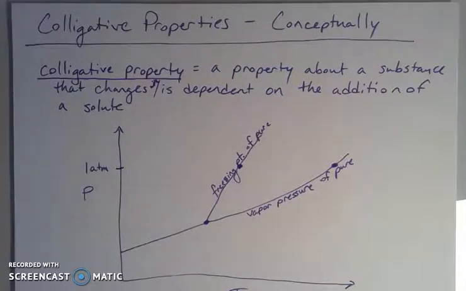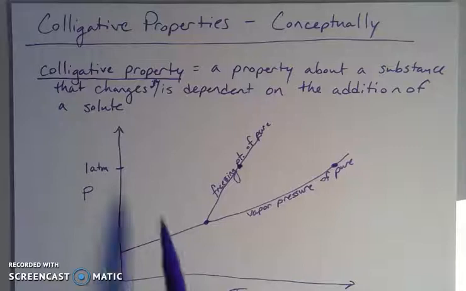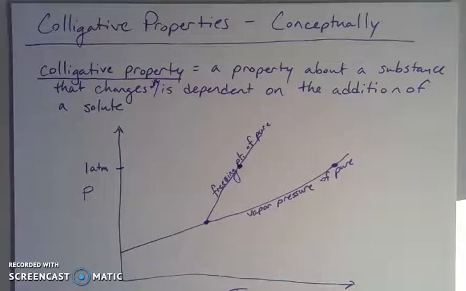So if we think about a solution, we have a solute, which is the thing we're dissolving, and a solvent, which is the thing that we're dissolving into. So colligative properties are properties of the solvent that can change when I change the concentration of a solute in there. So I like to think about it in terms of water as my solvent.